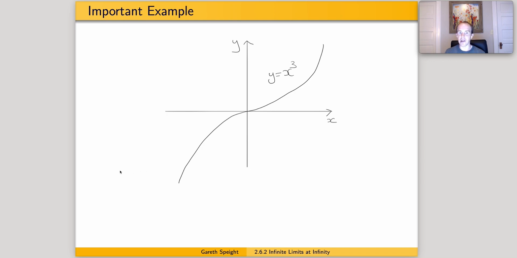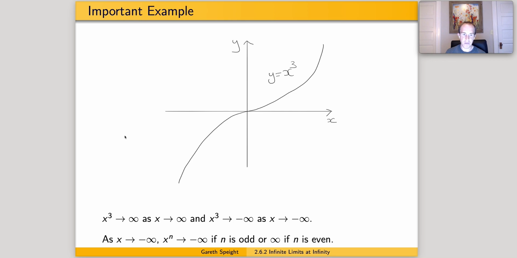So we can make it lie below any horizontal line, provided we make x sufficiently large negative. So I can make the graph lie below some particular number, provided I look far enough along to the left. And clearly that's the case here. So x cubed tends to infinity as x goes to infinity, and x cubed tends to minus infinity as x tends to minus infinity. And with other powers, it's pretty much what you'd expect.